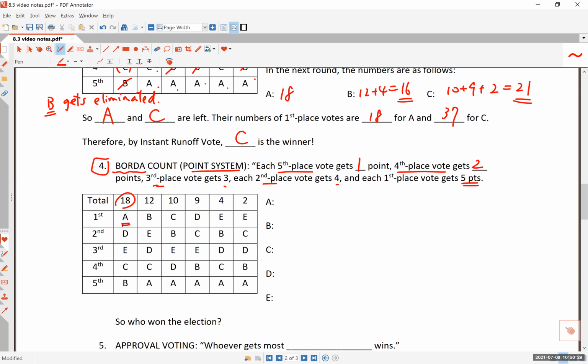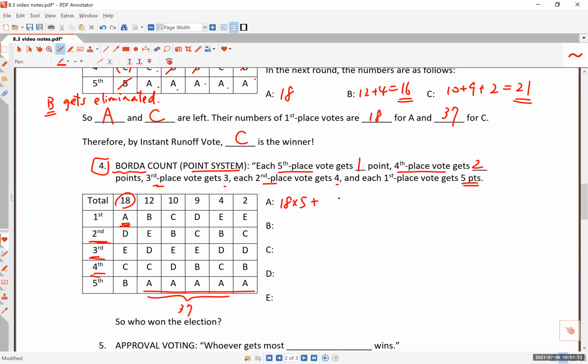Well, it's got only one column where A is the first place choice, right? So 18 times 5, that's the number of points A will get by the number of first place votes, which is 18. Now, does A get anything else? Well, A doesn't appear as 2nd place or 3rd place or 4th place, but A appears a lot in 5th place. And in fact, that's 37 votes in the 5th place, right? So 37, maybe I should write it this way, okay? You have 18, right?